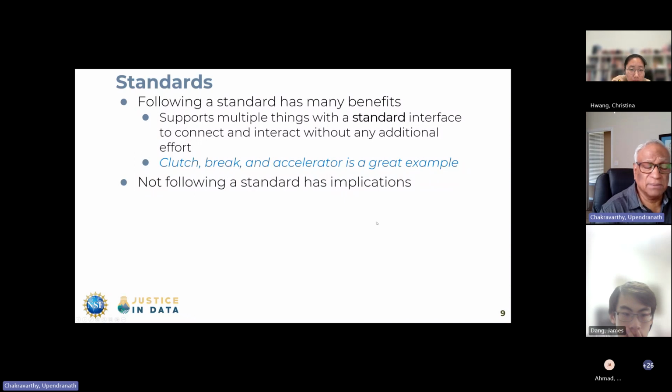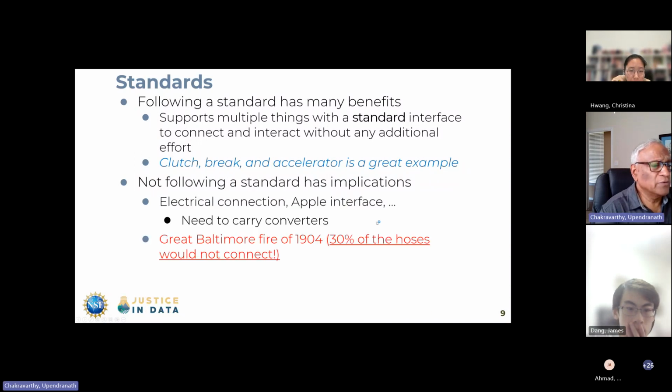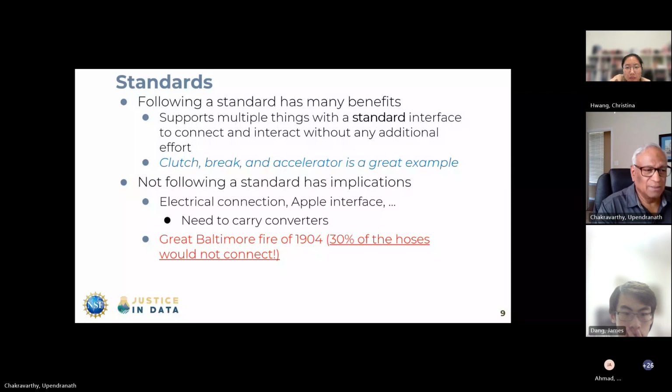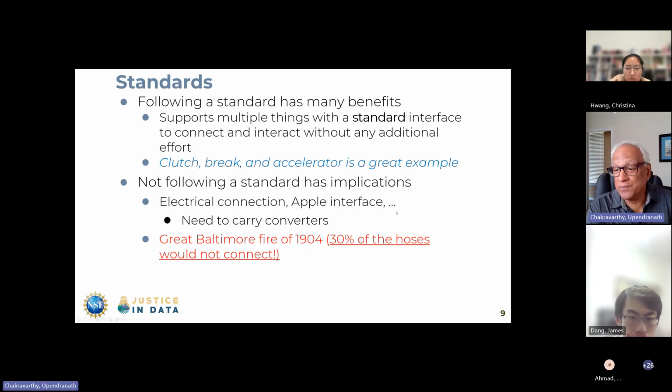Not following a standard has implications. So we are familiar with, now it has changed. Apple insisted on having their own interface, which was not compatible with anybody else. But I think the European Union forced it to change to a standard interface. So from now onwards, all phones will have the same standard interface, which is a lot more convenient. You don't need to carry converters. So we are familiar with that. Even today, electrical connection varies from country to country or region to region. So you have to carry converters.